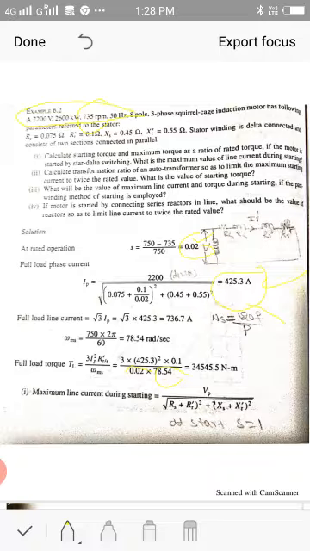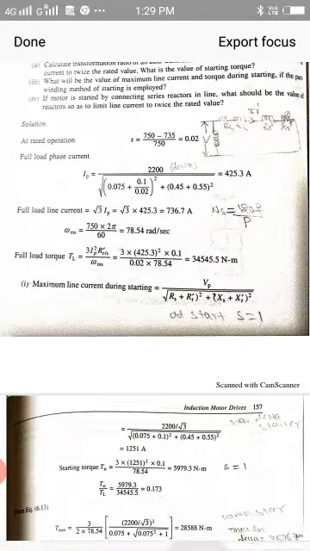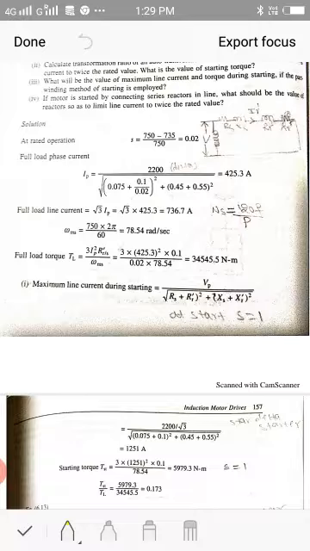So if I substitute these things, full load torque will be equal to 34,545.5 Newton meter. Okay, now this motor is being started by a star delta starter. So for this I need to calculate the starting current. So this is the equation for starting current, that is Vp divided by square root of (Rs plus Rr dash) whole square plus (Xs plus Xr dash) whole square at starting.